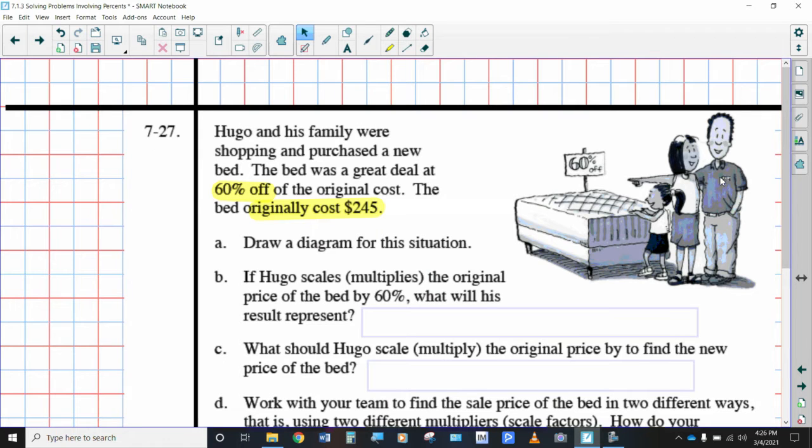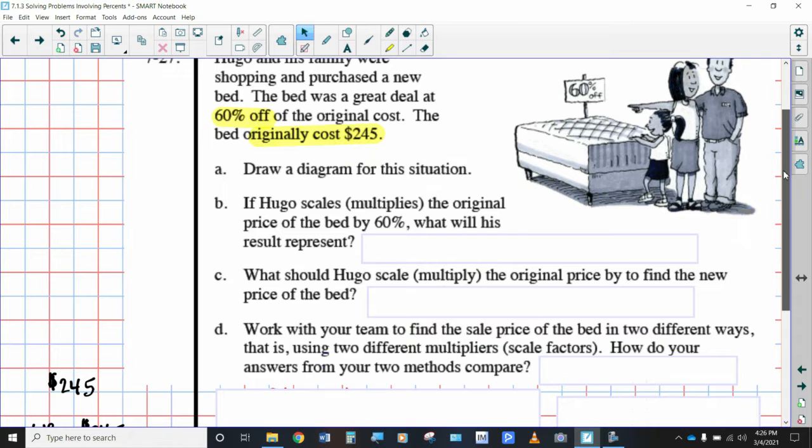All right, so let's set up our first situation with Hugo. It says Hugo and his family were shopping and purchased a new bed. The bed was a great deal at 60% off of the original cost. The bed originally cost $245. All right, so our first direction is to draw a diagram for this situation, but honestly, I want to do that a little bit later. Let's actually answer some of these other questions.